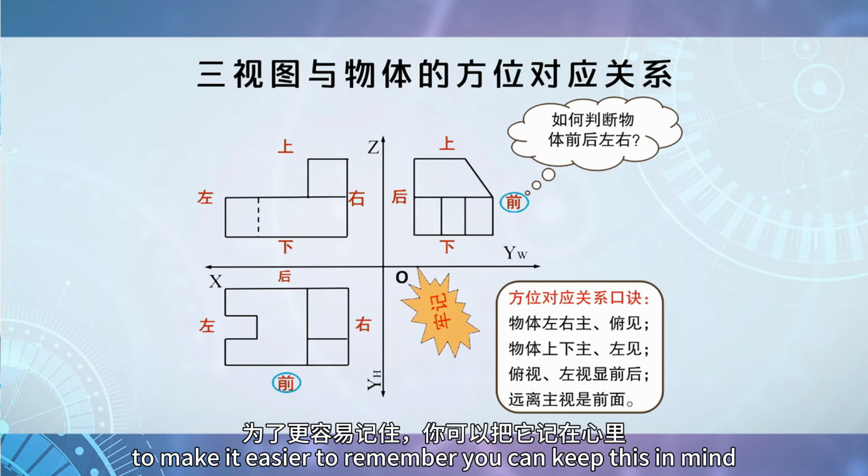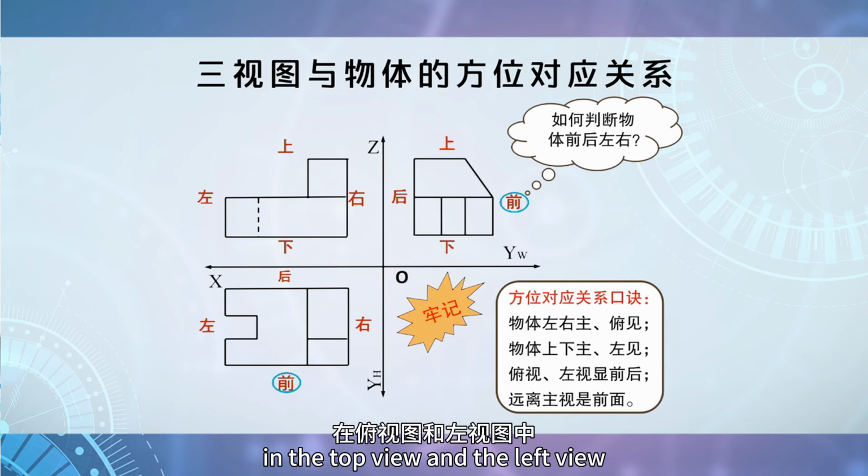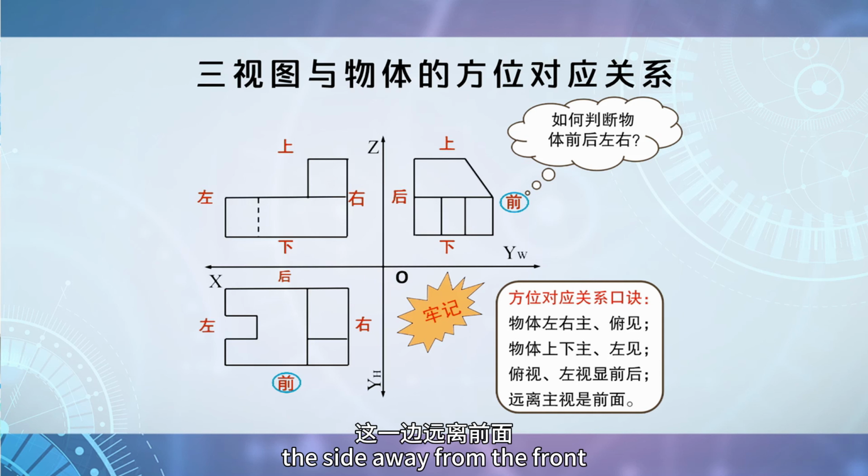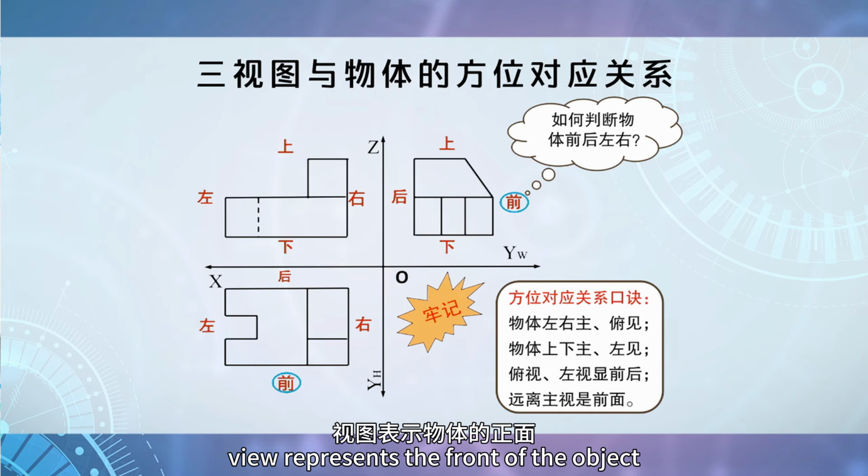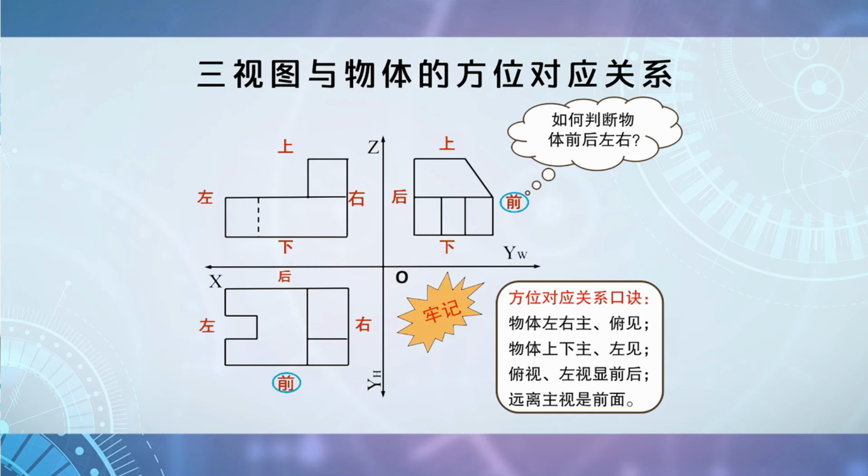To make it easier to remember, you can keep this in mind. In the top view and the left view, the side away from the front view represents the front of the object, while the side close to the front view represents the back of the object.